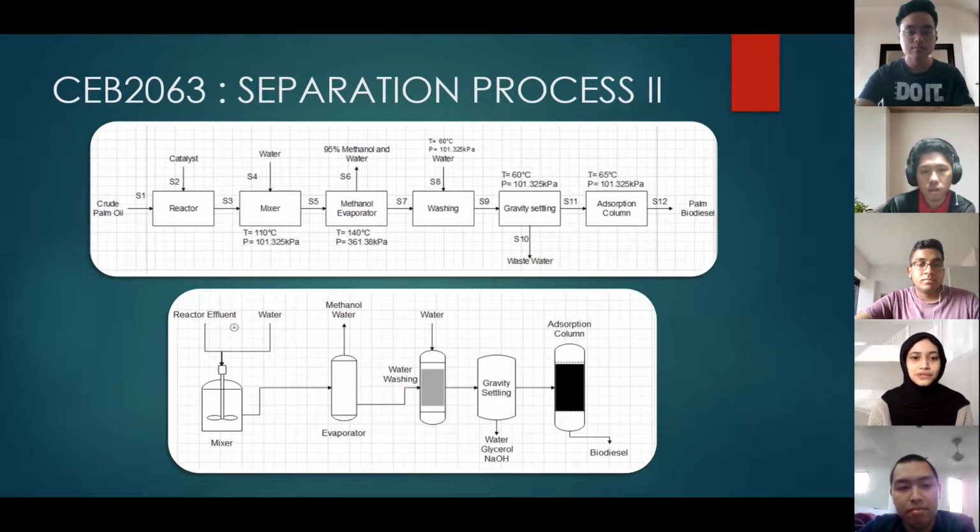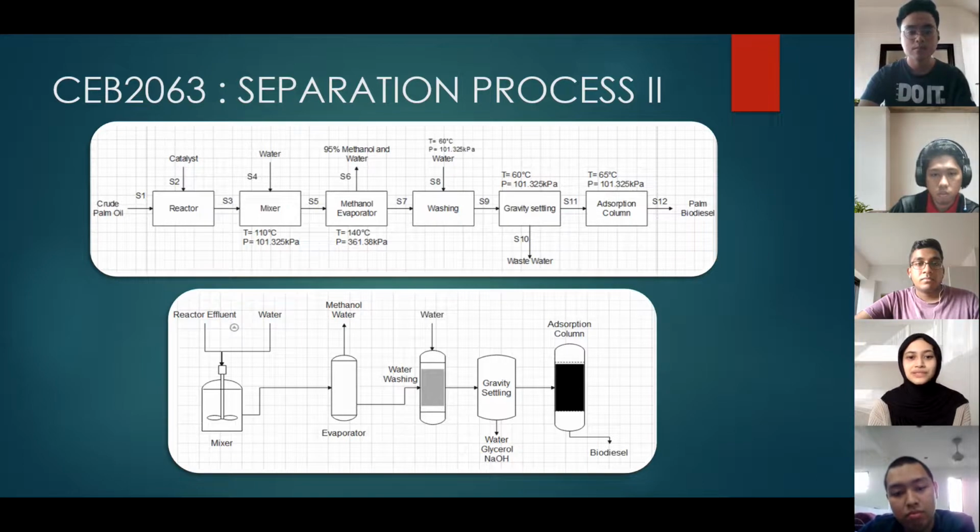So for separation process 2, one of the objectives is to design a suitable separation process system to improve the quality of biodiesel. As you can see from the slide, these two diagrams are the block diagram and PFD of the separation system that our team made. The crude palm oil will first go into the reactor, then the mixer, methanol evaporator, washing, gravity settling, and lastly the adsorption column for the purification of biodiesel.